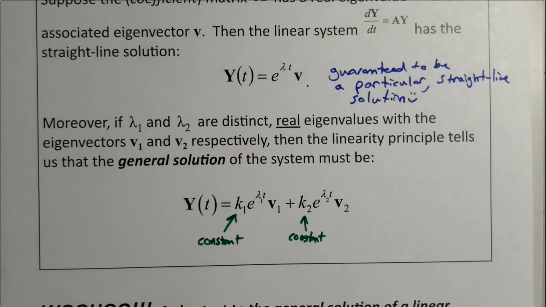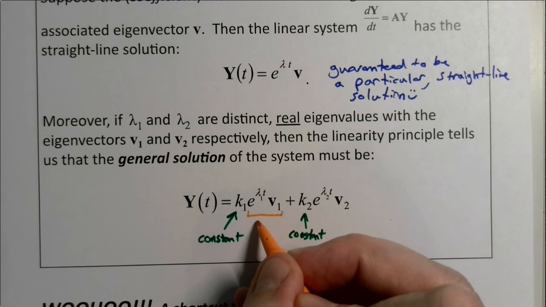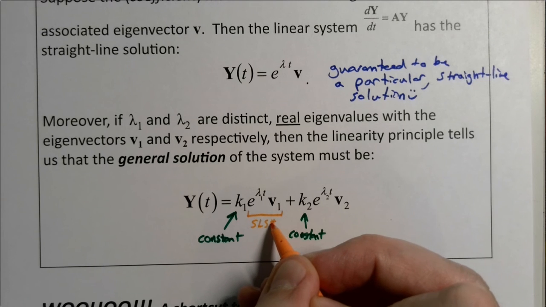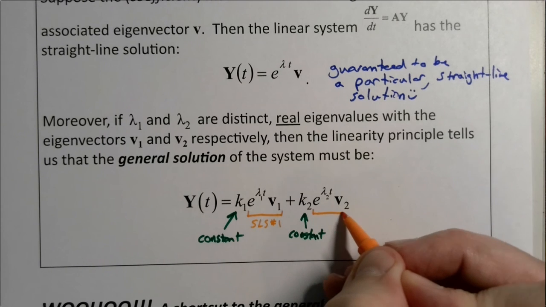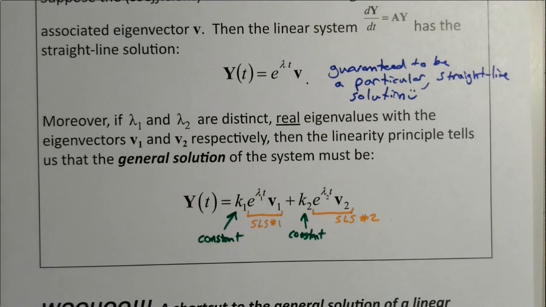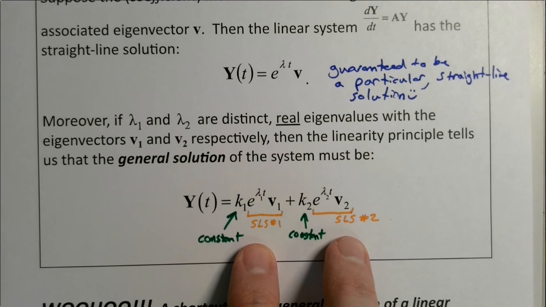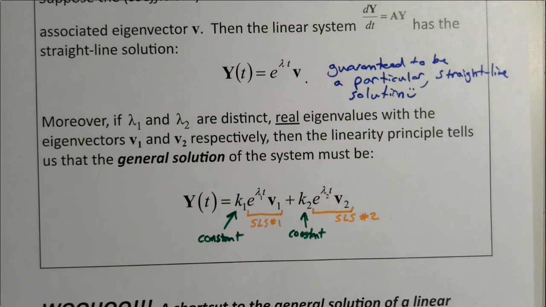And in both cases, it's a constant times a straight line solution. This is SLS number 1. And right here, this is SLS number 2. So we have a straight line solution times a constant. And if you've got 2 of them, then you have the general solution. And we get this by way of that linearity principle that we saw a while ago.